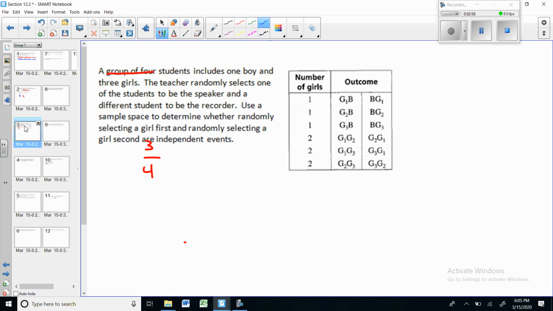Now, can my person be both a speaker and a recorder? The answer to that is no. So if I pick a girl out first, how many girls do we have left for the second event? There are 2. How many total students do we have left with their names in the hat? 3. Are those 2 numbers the same? They're not. So that tells us that those events are dependent, because our probability will change based upon whether the first person chosen is a boy or a girl.